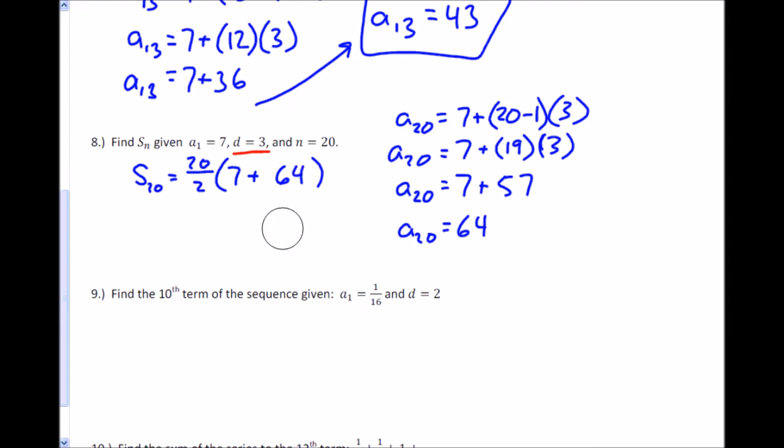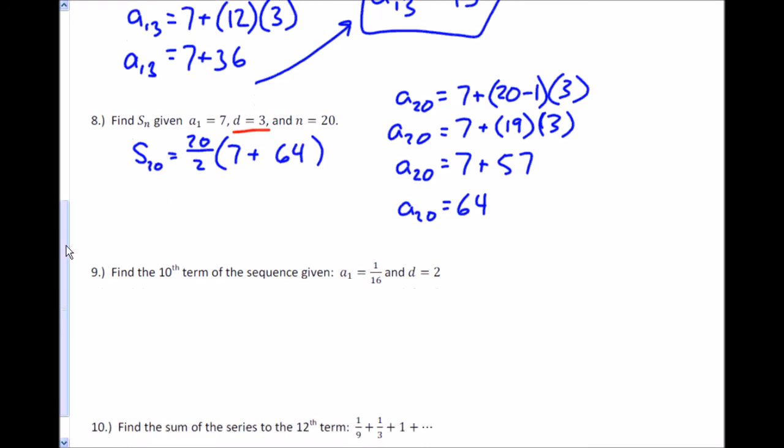So now I'm just going to plug this into my calculator. I've got S sub 20 equals 10 times 7 plus the 64, which is going to give me a 71. And now when I multiply, that gives me 710. And that's it. All right, so if you're missing a piece from the formula, you might have to go use another formula.